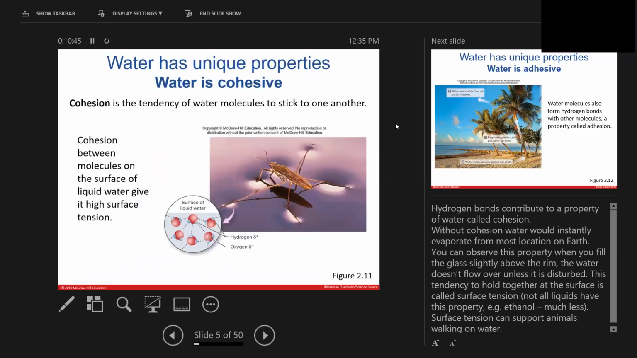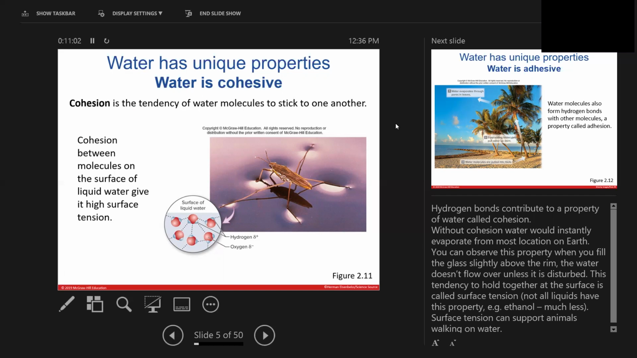But cohesion is the tendency for water molecules to stick to one another. Now, hydrogen bonds contribute to a property of water called cohesion. Without cohesion, water would instantly evaporate from most locations on Earth. You can actually observe this property when you fill a glass slightly above the rim.